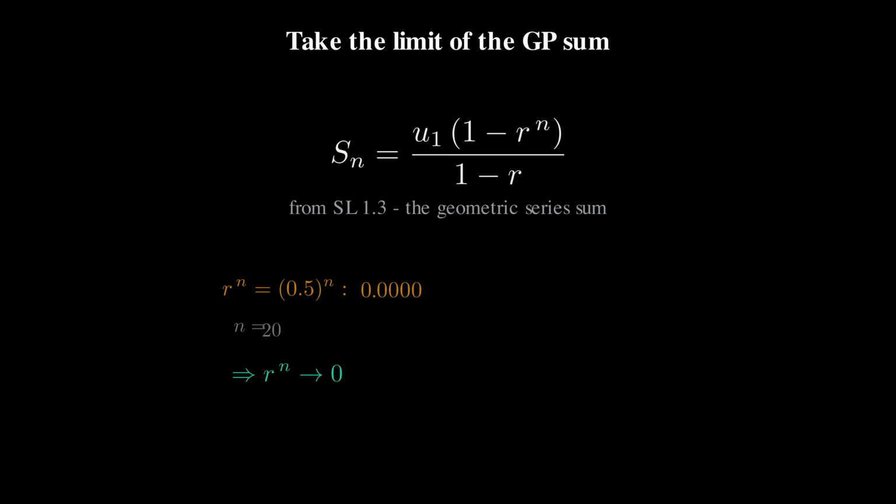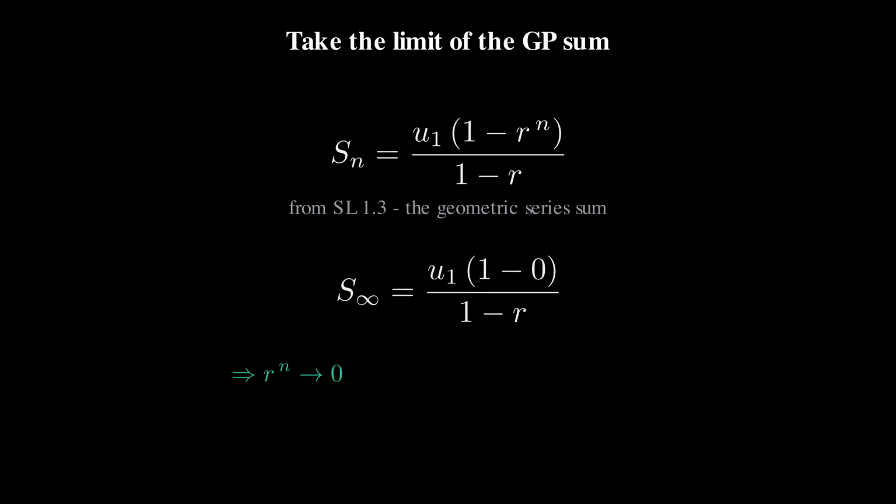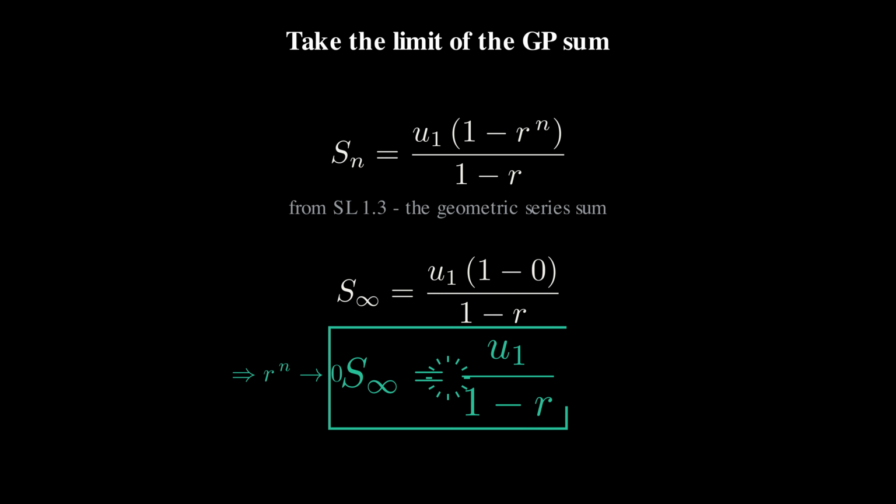Now set r to the n to 0 in the formula. The bracket, 1 minus r to the n, becomes simply 1 minus 0, which is 1. And the whole sum collapses to u1 over 1 minus r. That's it. The sum to infinity. No new trick, just the limit of a formula you already know.